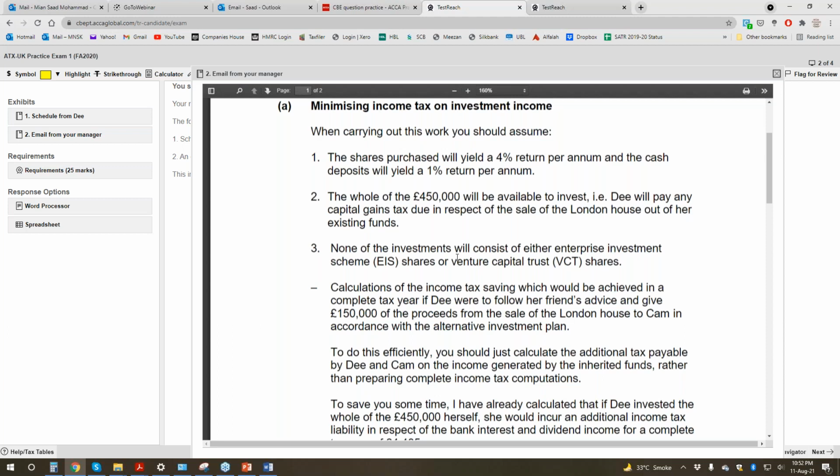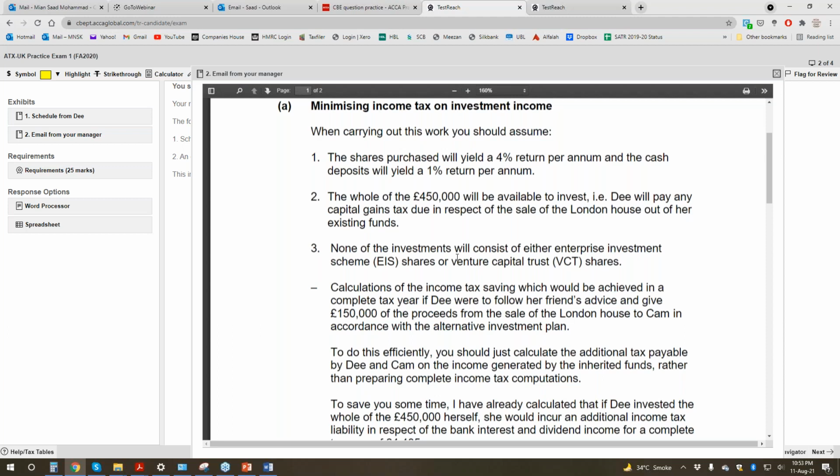Now, minimizing income tax on investment income, that is the bigger part. When carrying out this work, you should assume the shares purchased will yield a 4% return per annum and the cash deposits will return 1% per annum. I don't know what the share purchases and deposits are for. I will look into it when reading the question. The whole of the 450 will be available to invest. D will pay any capital gains tax due in respect of the sale of the London house. Fine. None of the investments will consist of EIS or VCT shares.